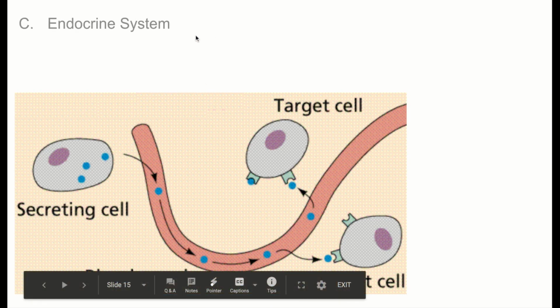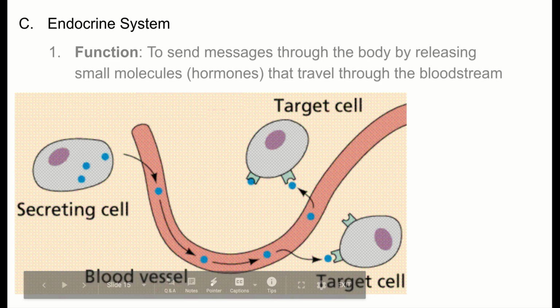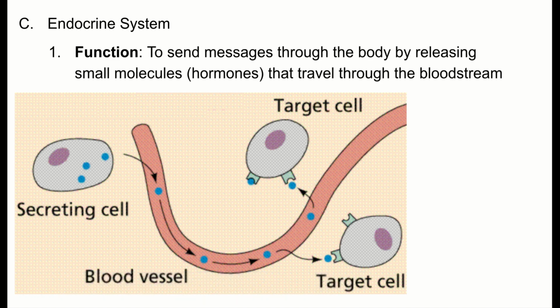Next system, detail C. This is the endocrine system. What's its function? Detail 1, the function of the endocrine system is to send messages through the body by releasing small molecules, hormones, that travel through the bloodstream. You can see an image that illustrates how this happens.